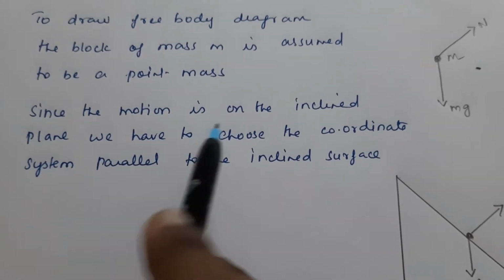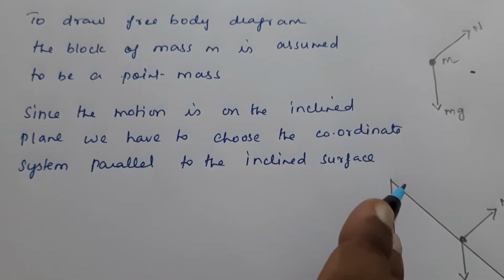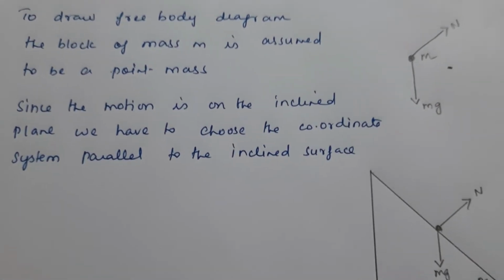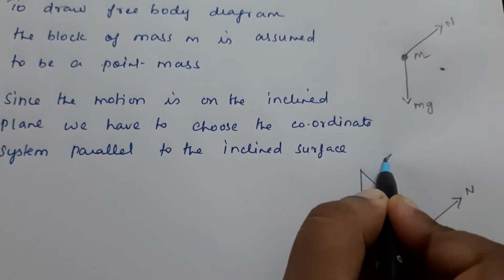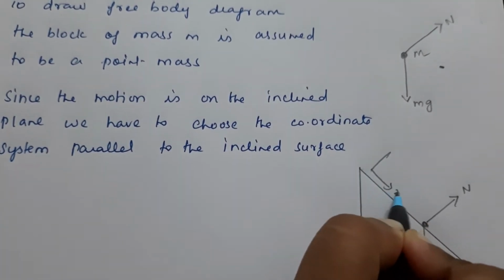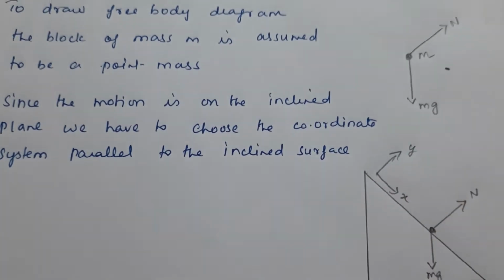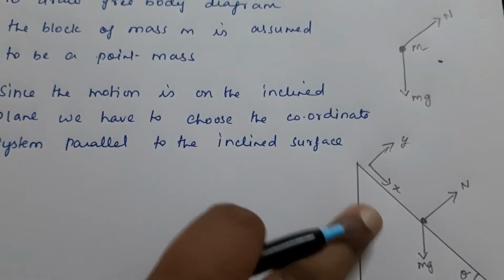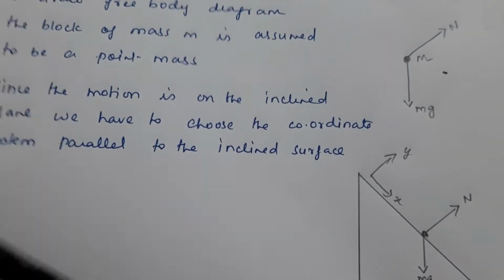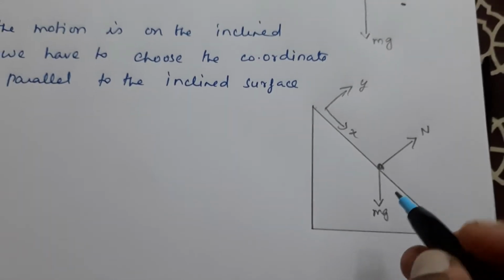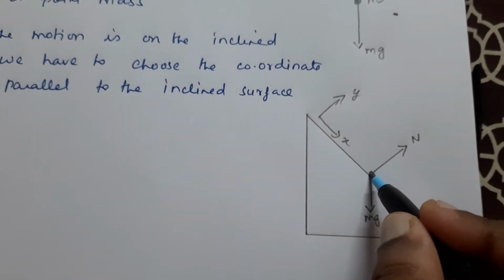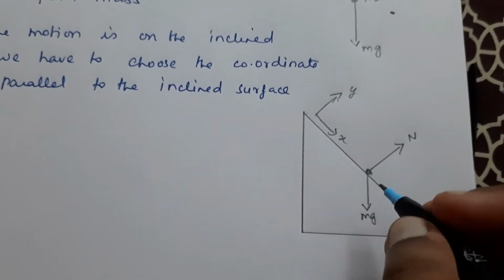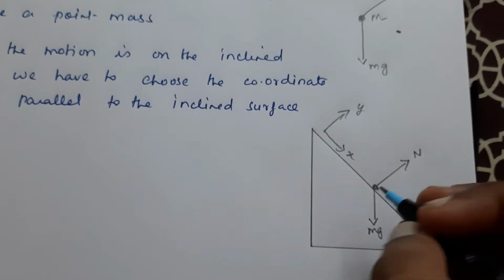Since the motion of the object is in the inclined plane, we have to choose the coordinate system parallel to the inclined surface. So we are going to choose this as the x-axis and this as your y-axis. Okay, so this is how we are going to choose the coordinate system which is parallel to that of the inclined plane. Now I am going to resolve this mg into two components. One is the parallel component and another one is the perpendicular component.